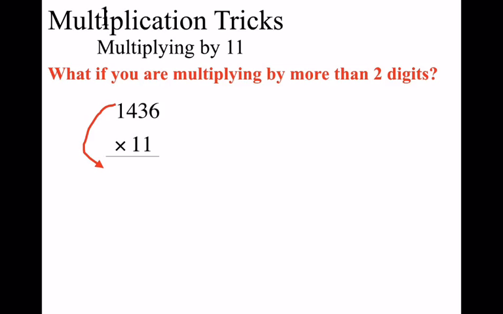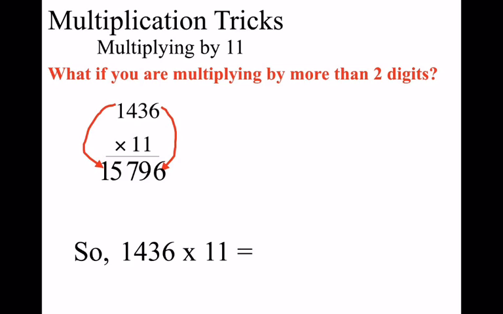Okay, so we split up the outside digits and then we add pairs of digits together from left to right. So 1 and 4 make 5, 4 and 3 will make 7, 3 and 6 will make 9, and so 1,436 times 11 is 15,796. All right, try the next block of problems.